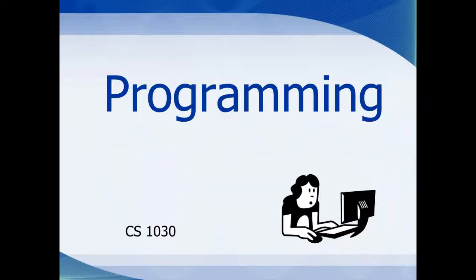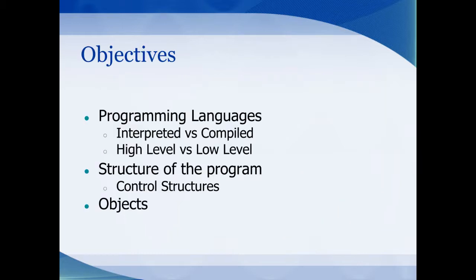This is Mrs. Murphy here at Weber State University, and today we're going to go over the programming chapter in your textbook. We will discuss different programming languages and show some examples of interpreted versus compiled languages and high-level versus low-level programming languages. We'll also go over the structure of a program, including some of the control structures like if statements and looping structures, and also a little bit of object-oriented programming.